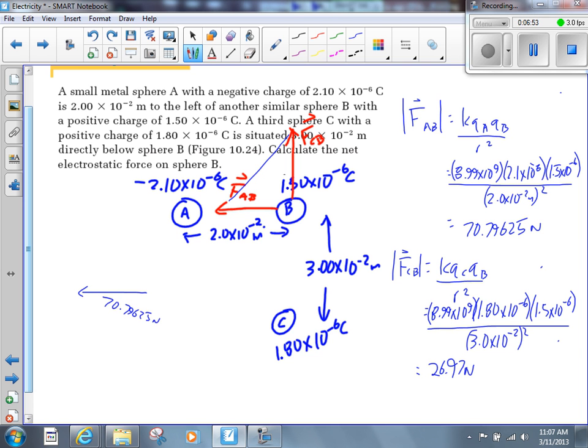70.79625 newtons, 26.97 newtons, and then I've got to draw my resultant vector drawn from start to finish. That resultant vector, that resultant force, at least the magnitude of it, is going to be found by the Pythagorean theorem, which we've done a million times before with conservation of momentum, right? And we've done a million times before in Physics 20.